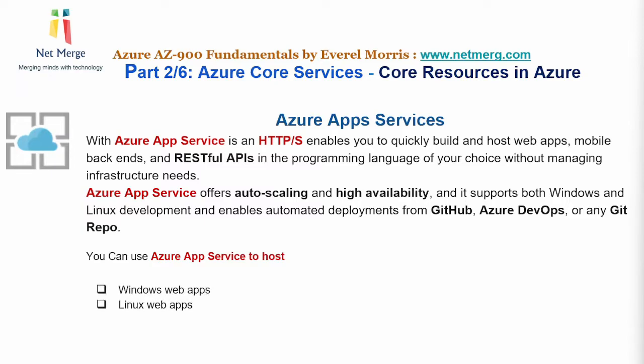These are some examples of the app service where you can run them. Okay, with your Logic apps, your functions, your Docker containers, your Linux web pages, or your Windows web pages. That's where you could use your app services.